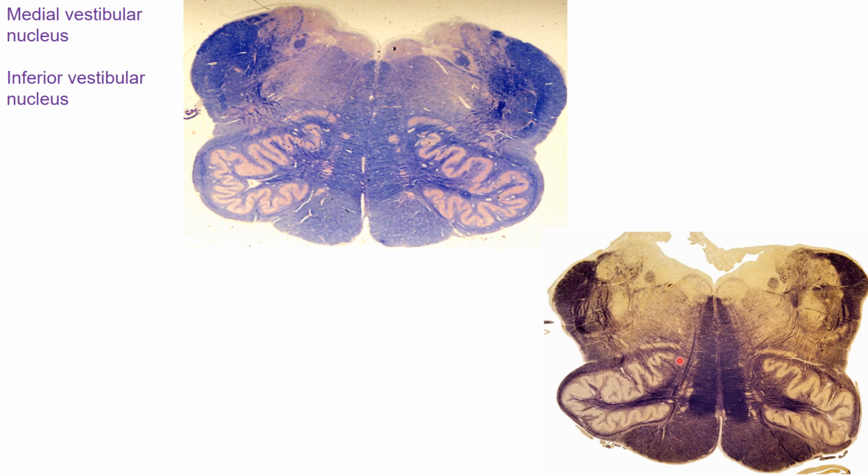And just to look at it on a different color-stained cross-section, here's our sulcus limitans, here's our medial vestibular nuclei, and here's our inferior vestibular nuclei. Medial, inferior.